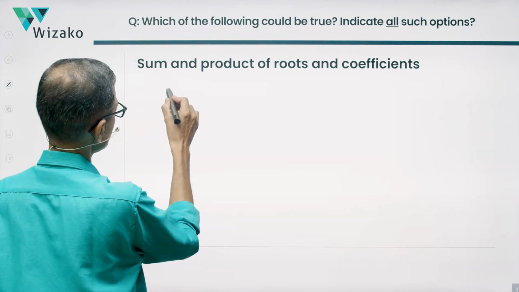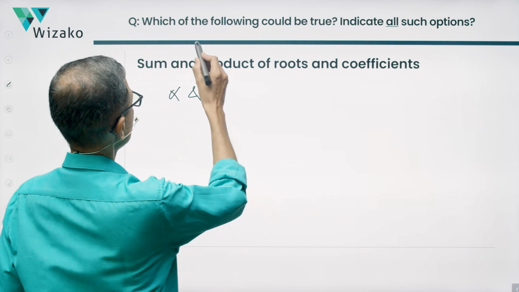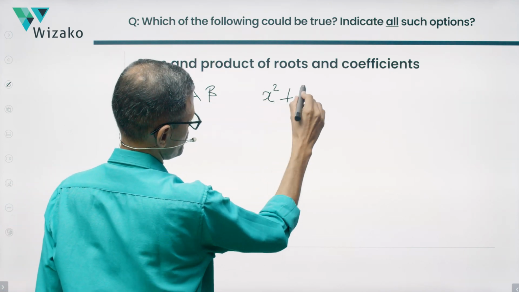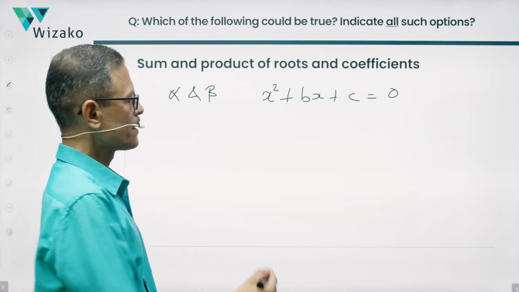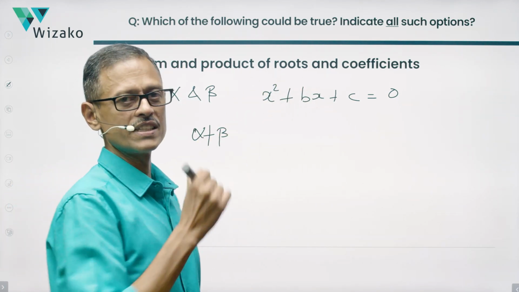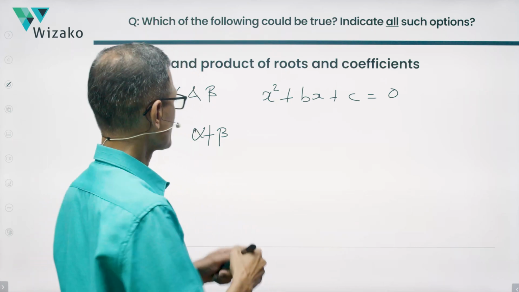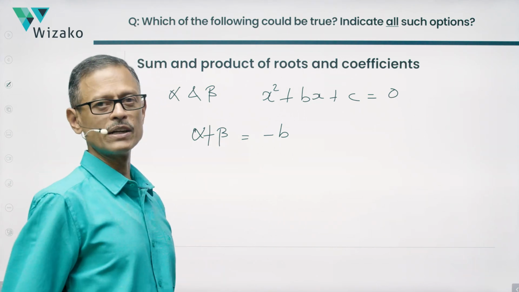First and foremost, let's say the roots are alpha and beta for this quadratic equation, x square plus bx plus c equals 0. The sum of the roots for an ax square plus bx plus c equals 0 would be minus b by a. So alpha plus beta for us will be minus b by 1, which is equal to minus b.